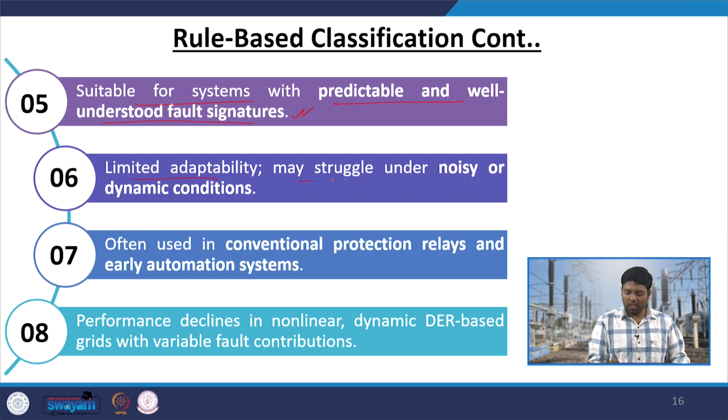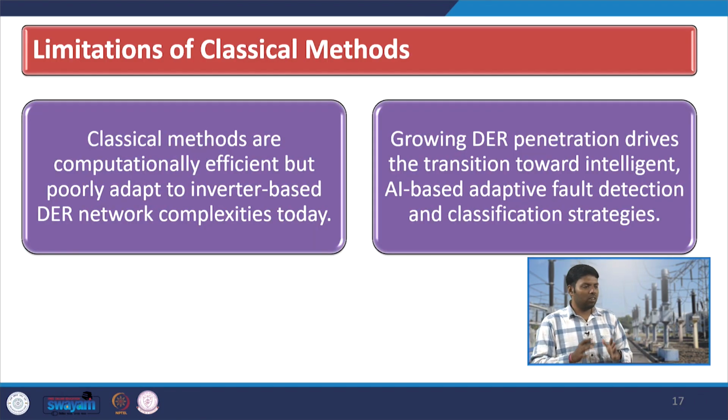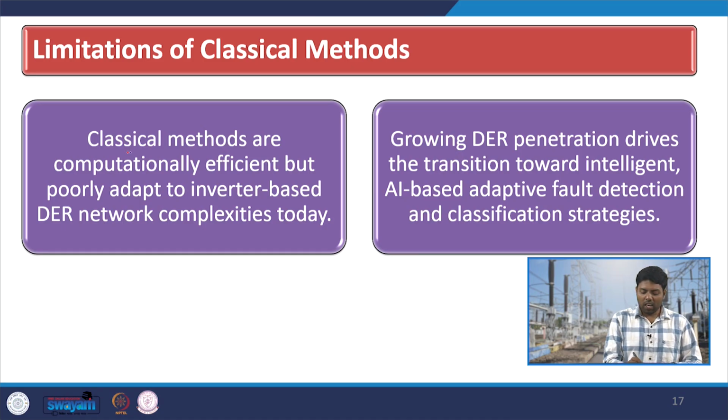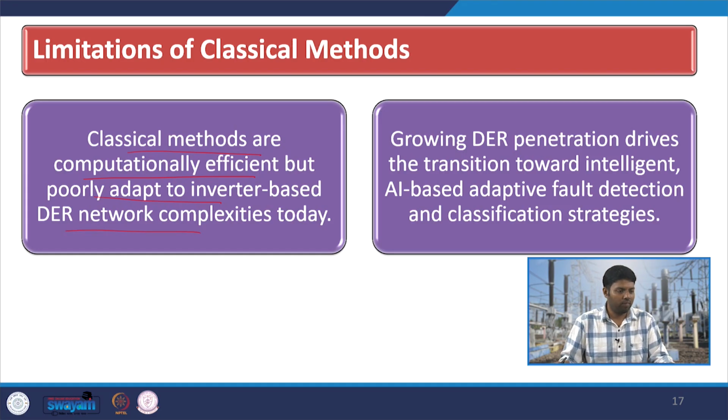Limited adaptability, many struggle under noisy and dynamic conditions. So, if your fault keeps on changing because of the noise or the DERs, then your if then rule will be violated and it cannot sense the fault condition properly. Often used in conventional protection relays and early automation systems. Performance declines in nonlinear dynamic DER based grids with variable fault contributions. So, the overall limitation of the classical methods is that they are computationally efficient, but adapt poorly to the inverter based DER network complexities which we are facing today.